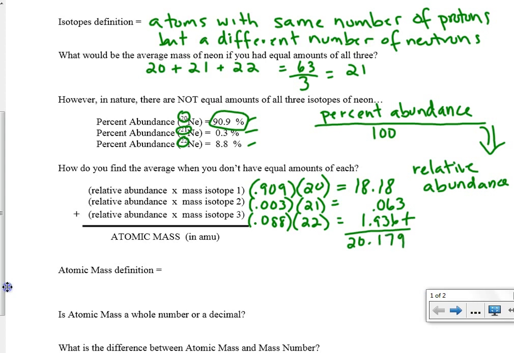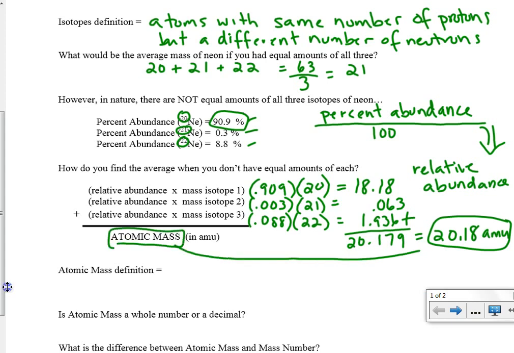20.179, and we now round that to the fewest digits after the decimal, which would be 20.18. The unit on that is AMUs. That number is what we call atomic mass. Notice it is not a whole number, it is a decimal number, and it represents the weighted average of all the neon isotopes that exist.